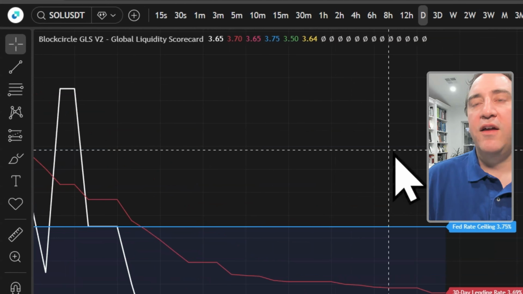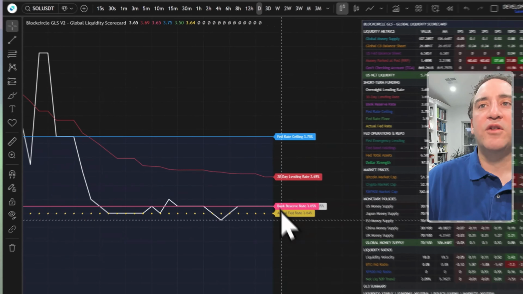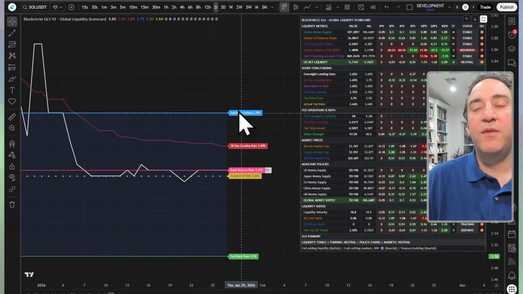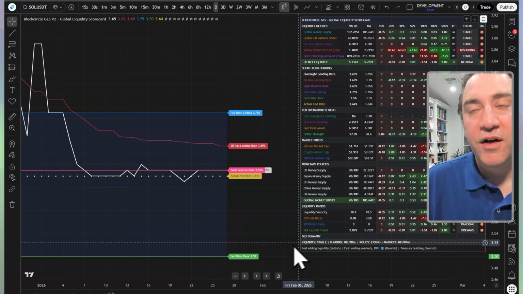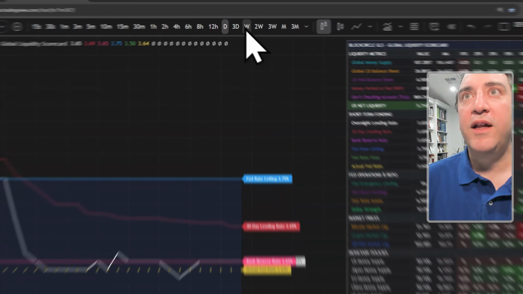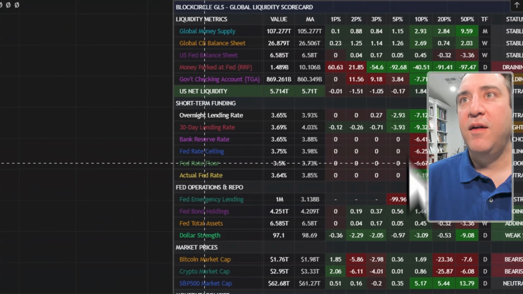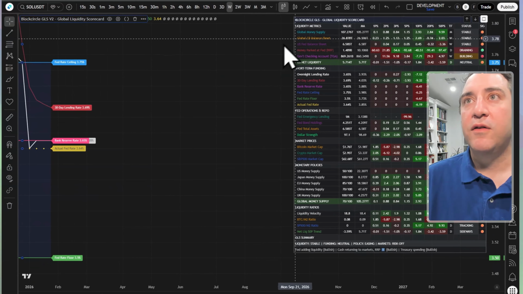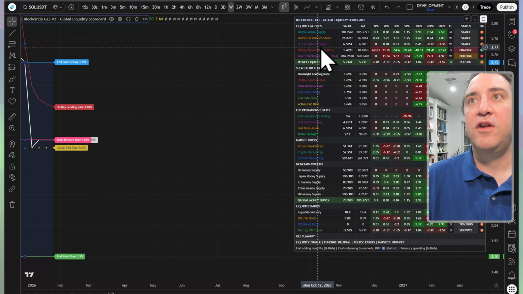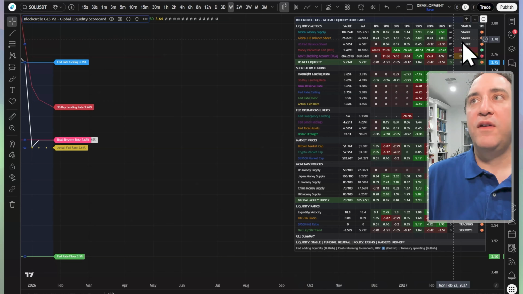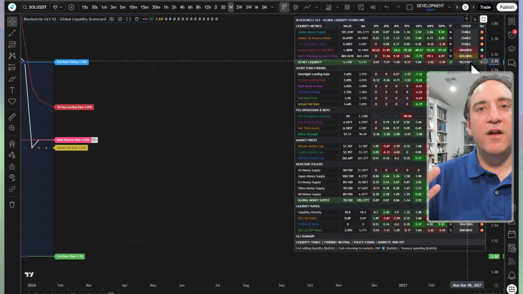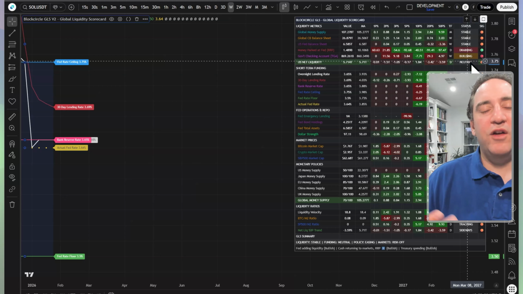So every day you can see exactly what the actual Fed rate was, the bank reserve rate was, the overnight funding rate, the Fed rate ceiling and floor is. But then on a weekly basis, if you look at the table itself, you can see very quickly what the global money supply, the global central bank balance sheet is, the US Fed balance sheet, see if it's actually stable, expansionary, or contractionary.